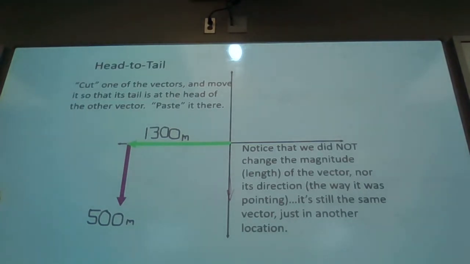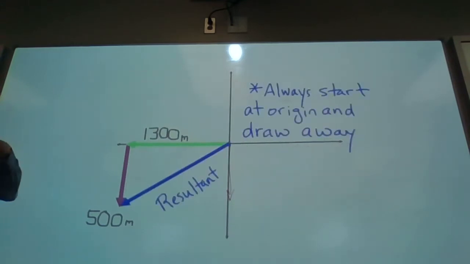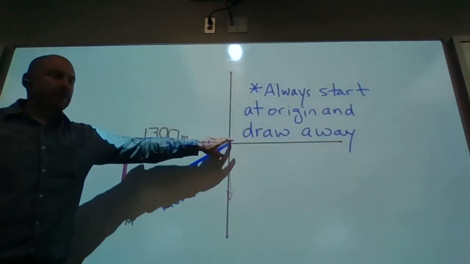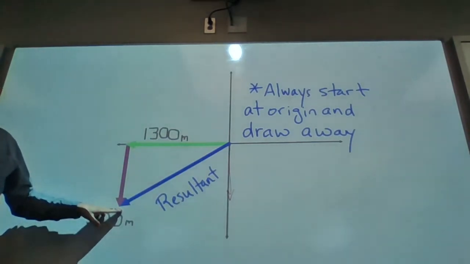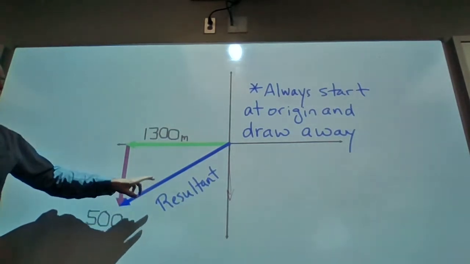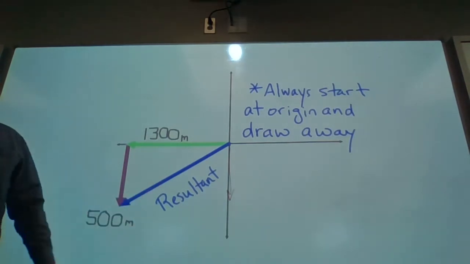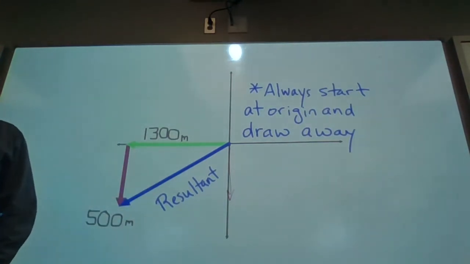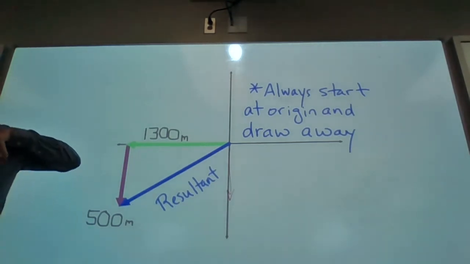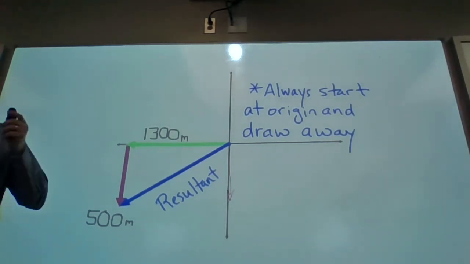Good with that? And then, so that's head to tail. To find a resultant, I start at the origin and draw to the final head. And that is a picture of the resultant displacement. Okay?